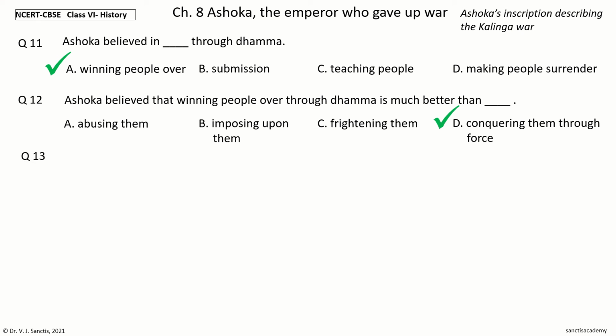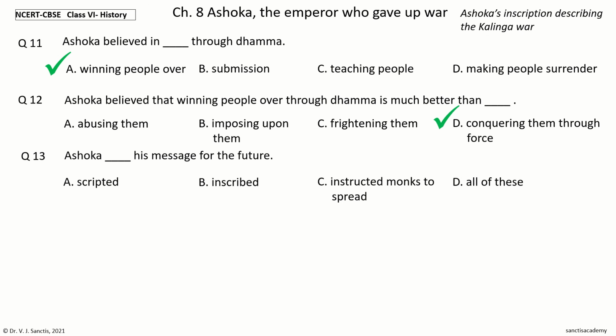Question 13. Ashoka dash his message for the future. The options are scripted, inscribed, instructed monks to spread, all of these. Your time to choose. And the answer is inscribed. So, Ashoka inscribed his message for the future.